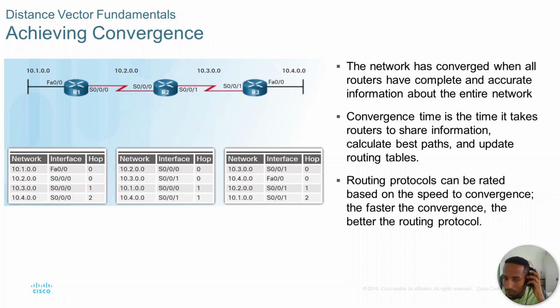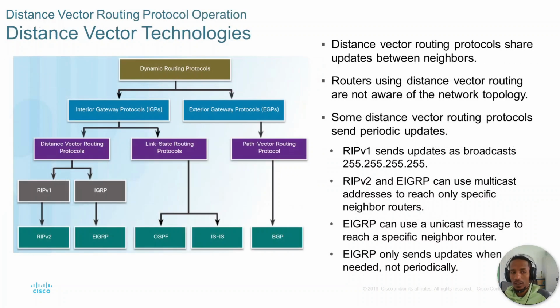So we have said what? That's convergence. What is convergence? Convergence means the time it takes for the routers to share information, calculate the best path, and update the routing information. We call that convergence. So I think we have already seen this one previously.